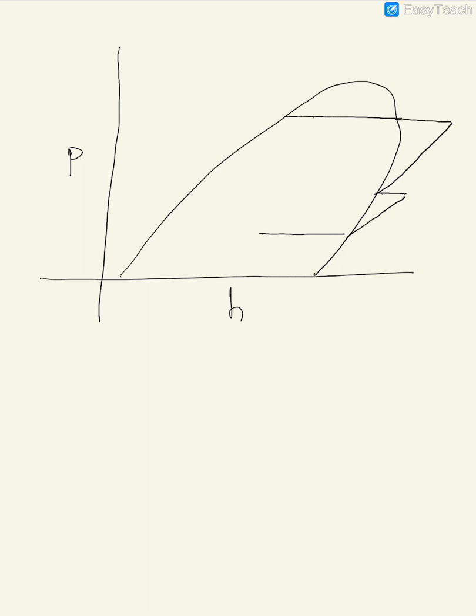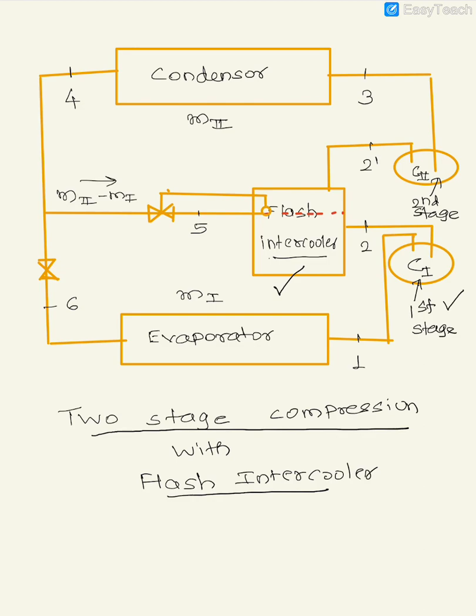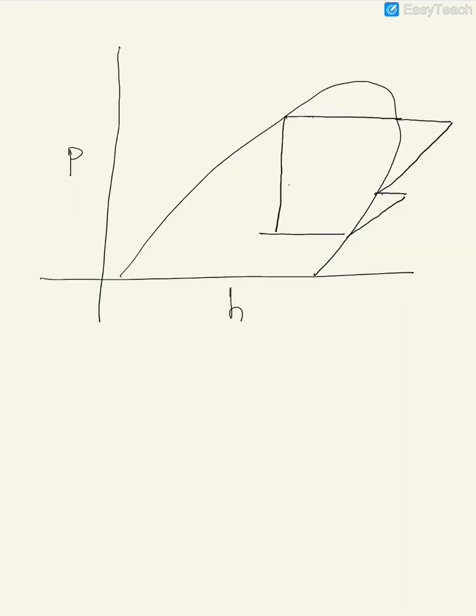After condensation, what you see is that there is an expansion from the condenser pressure to the evaporator pressure, and there is some flash gas which is generated. This flash gas which goes over here has to be compensated by M2 minus M1. So what you see over here is this.